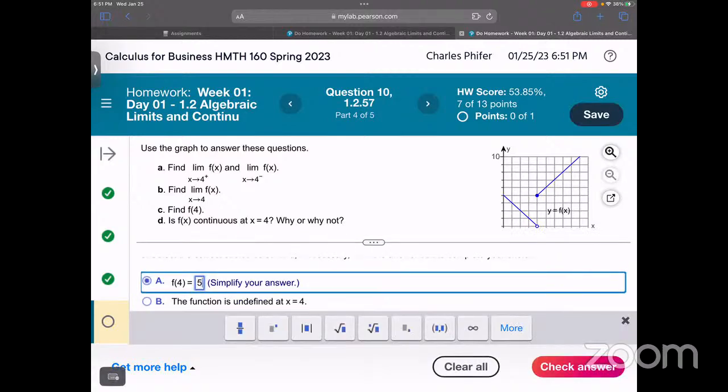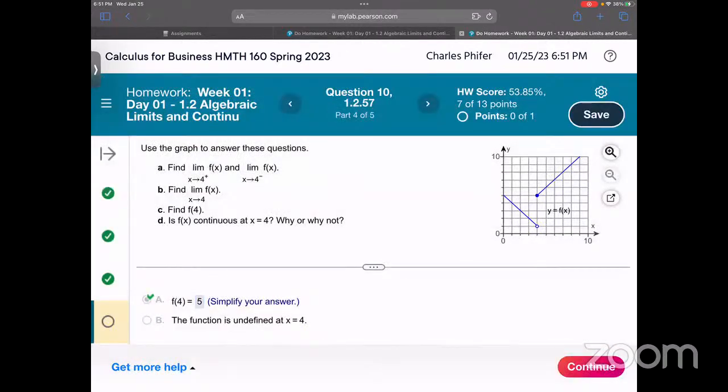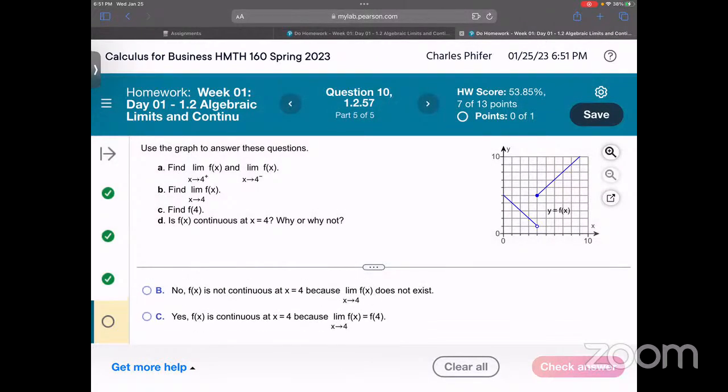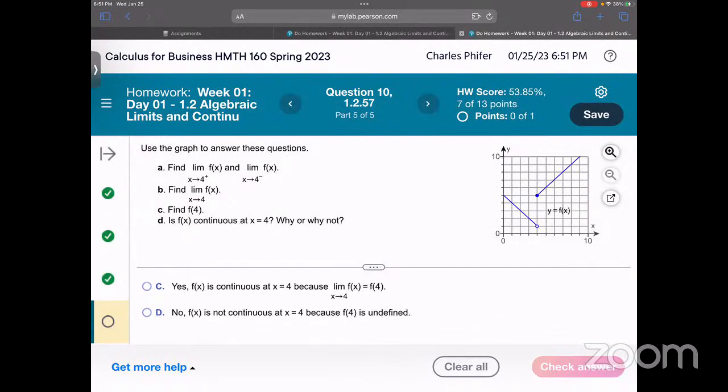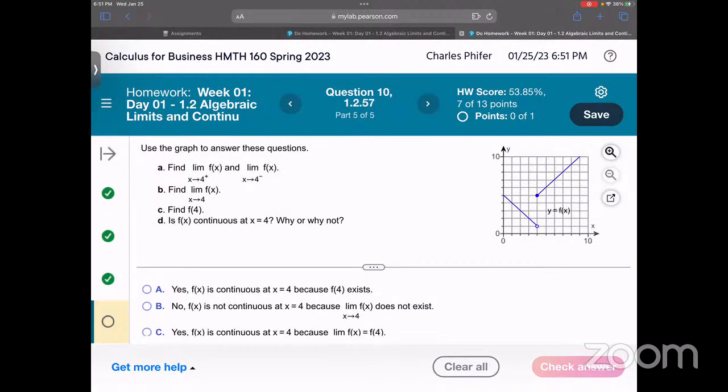And then for D, is the function continuous at 4? We're going to say no. It's not undefined because the limit does not exist, right? So it's part B.